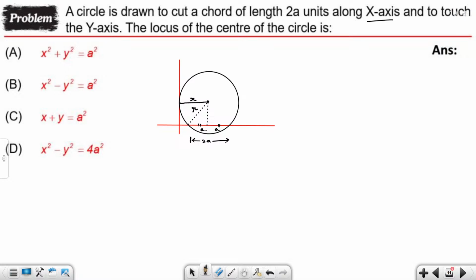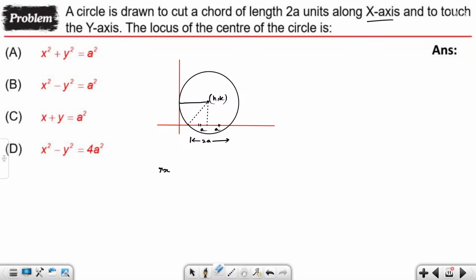So, how to find out the equation of the locus? If I take R, I have to find out the locus of the center. So let me take H comma K to be any point on the locus. Then we cannot take this thing as R. Why am I telling you?